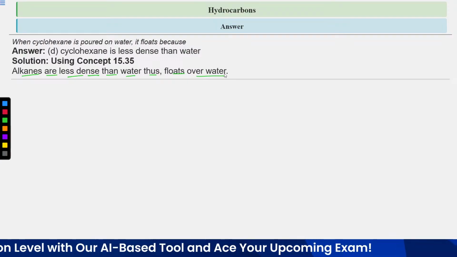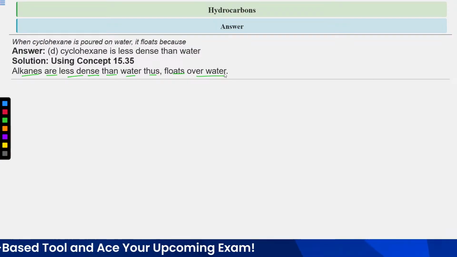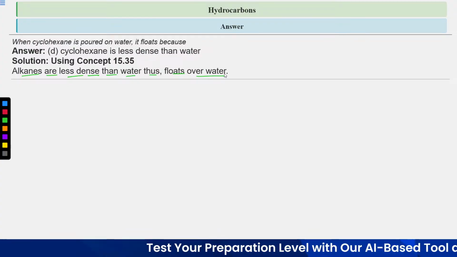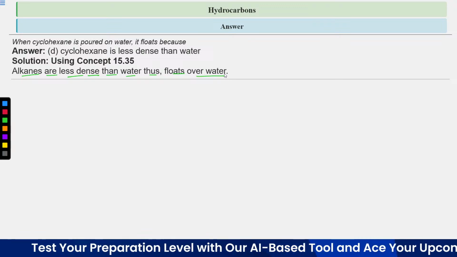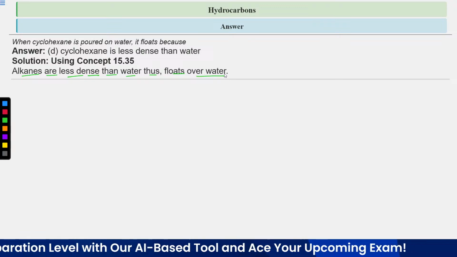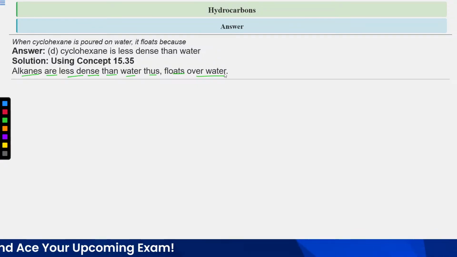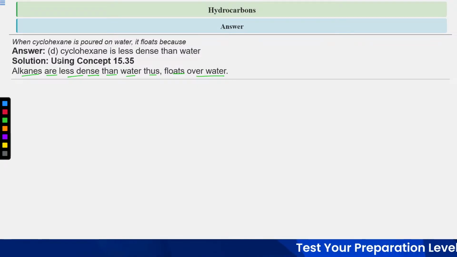This is the basic concept: if a density difference is present between one object and another, and you mix them, one starts floating over the other, and the floating one will have the lower density, right? So on this basis, we conclude that alkanes are less dense than the water, and that is why they start floating over the water. So the correct answer is option D. Cyclohexane is less dense than water.